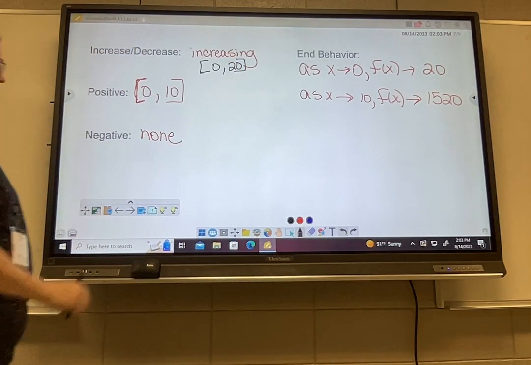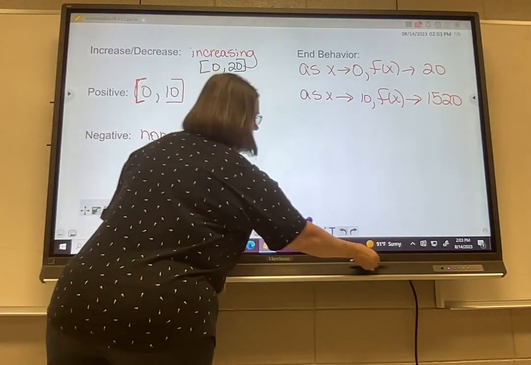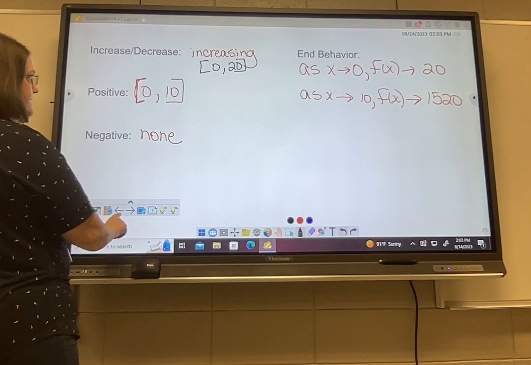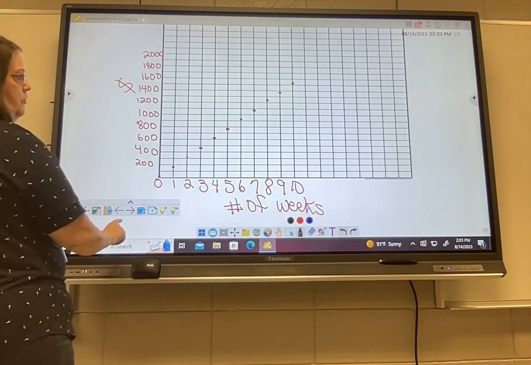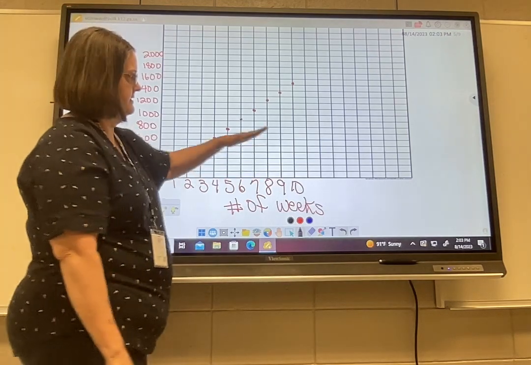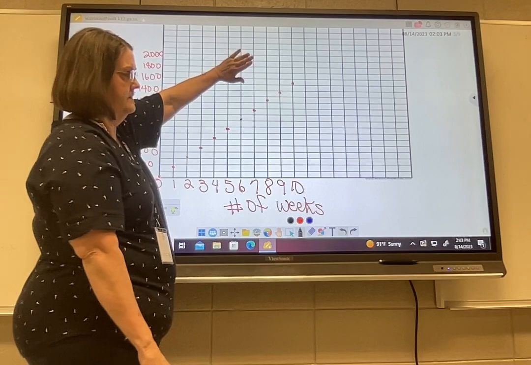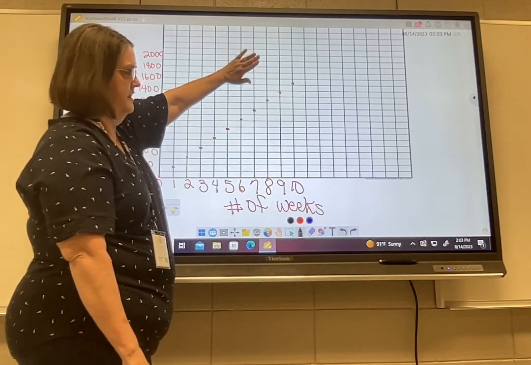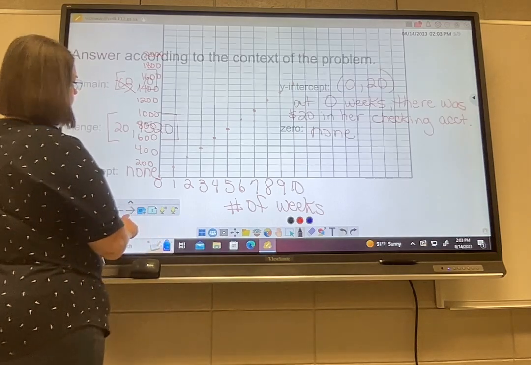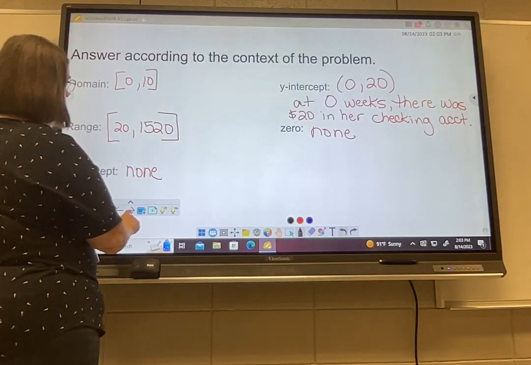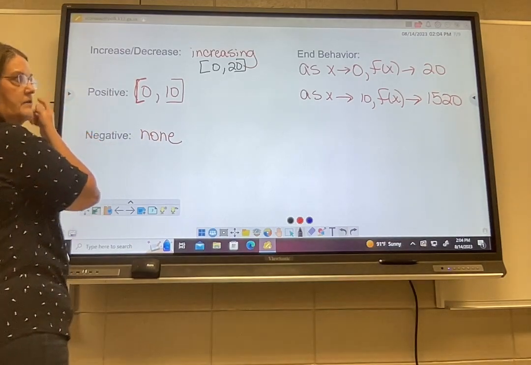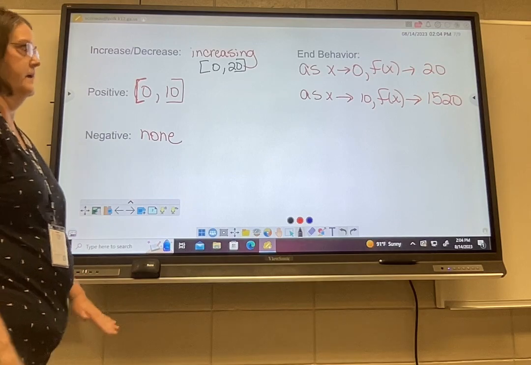Where is my function positive? Well, again, we're talking about the y value. So if you go back to the table and you look at your table or you look at your graph, all of this is above the x-axis, this being the x-axis. Every point is above the x-axis. So the whole entire graph is positive, and that would be from 0 to 10. So it is positive all the way from 0 to 10. It is not negative. Nowhere on that graph does it drop below the x-axis.